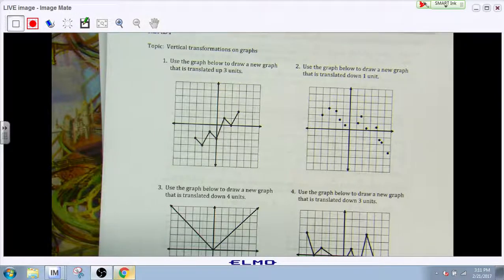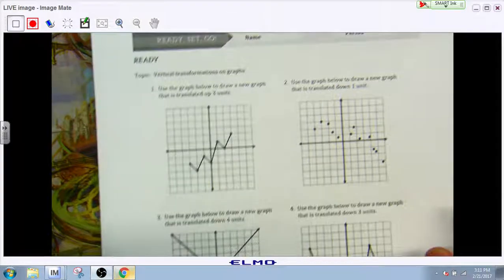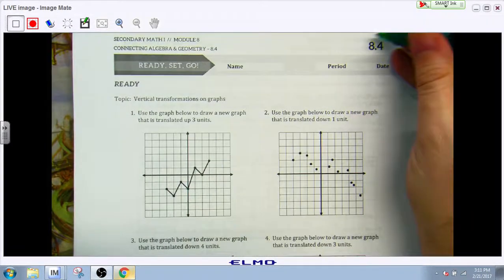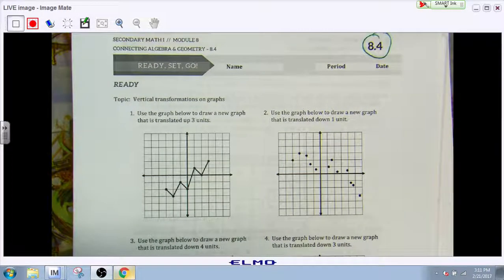Hello and welcome to the homework helper for, it's a little disjointed, 8-4 in our weird 8-4, 8-5, 8-6 packet. Kind of changing things up just a little bit. I want to talk about some of these problems real fast.